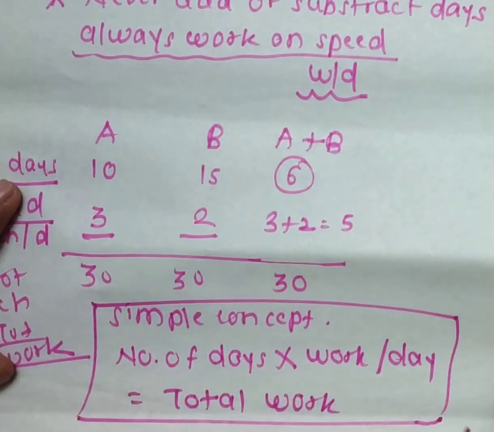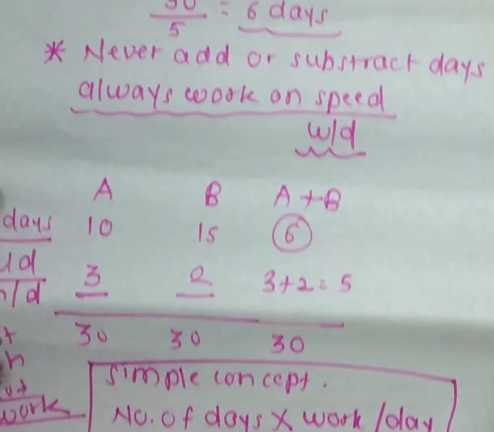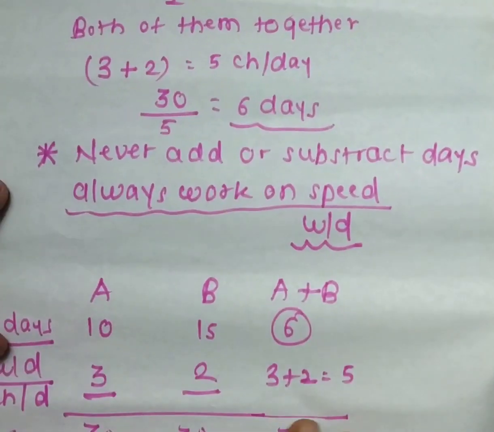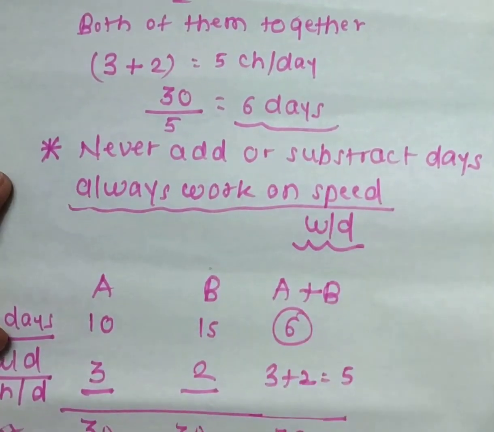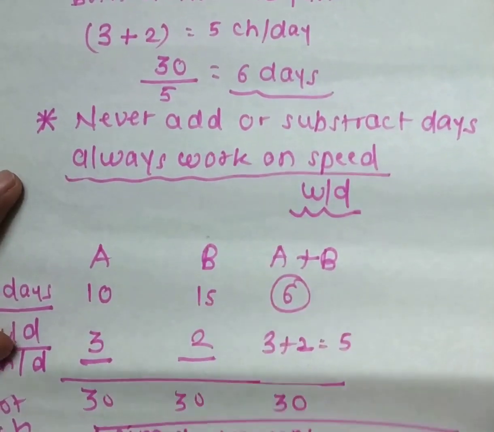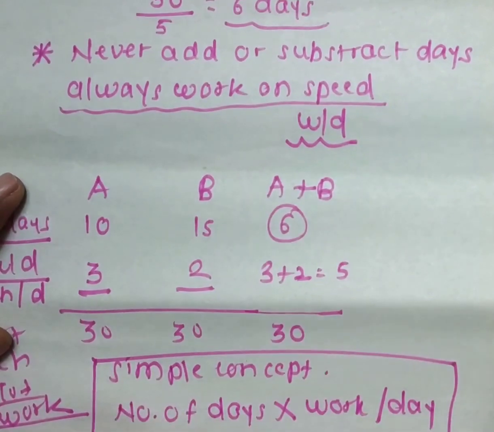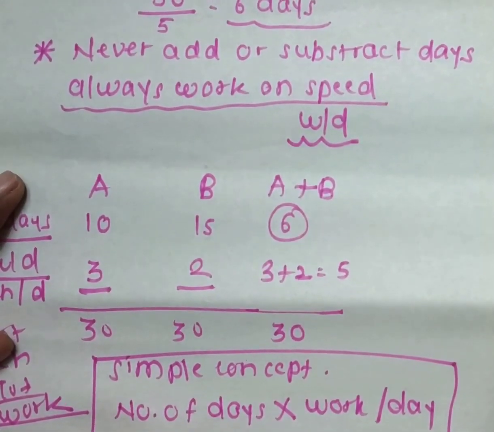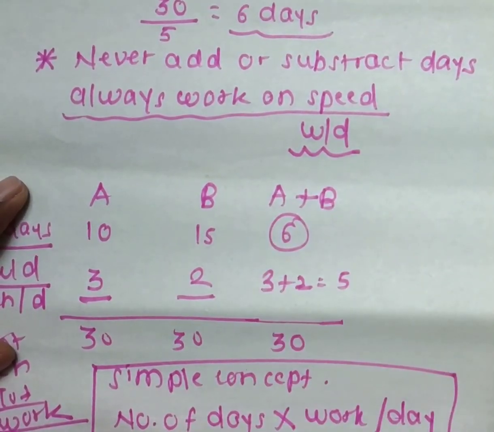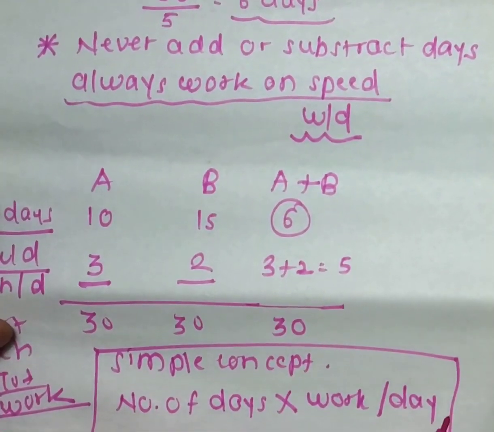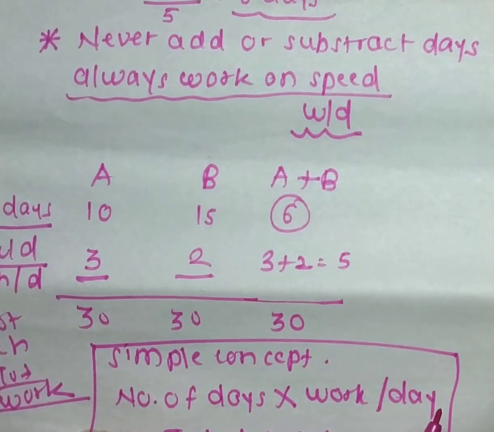All the exams we have to solve on time and work on this concept. The important point is never add or subtract days, always work on speed, as we did it in this example. And the number of days into work per day is equal to total work. We just have to remember only these two things in time and work, and you can solve any example in time and work. So let's see some examples now.